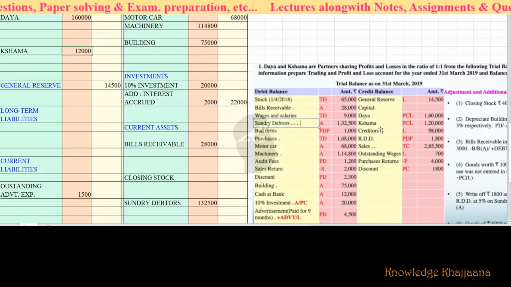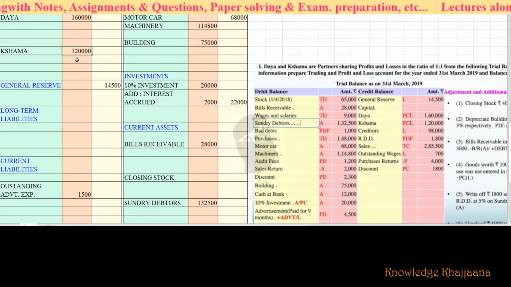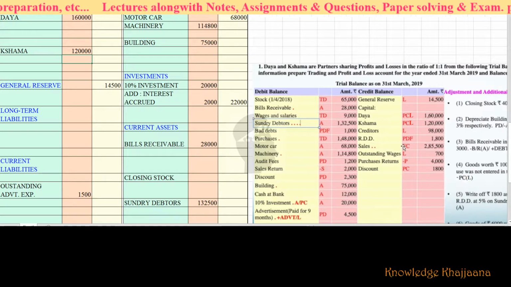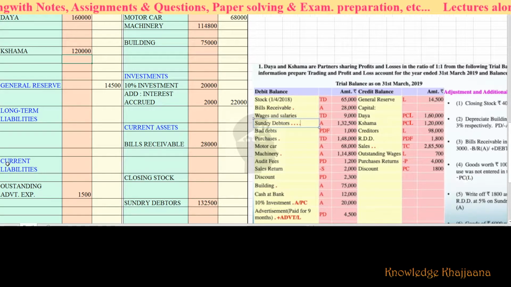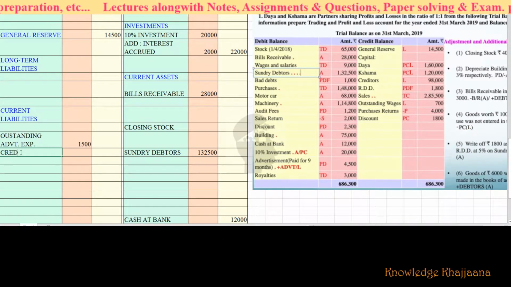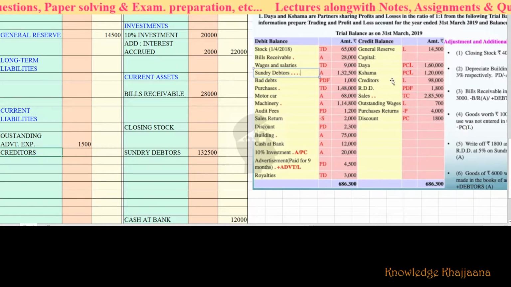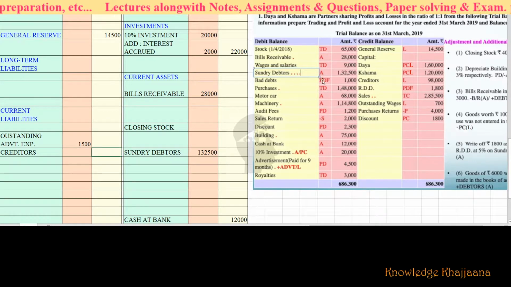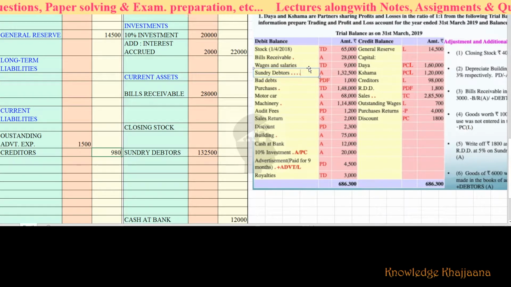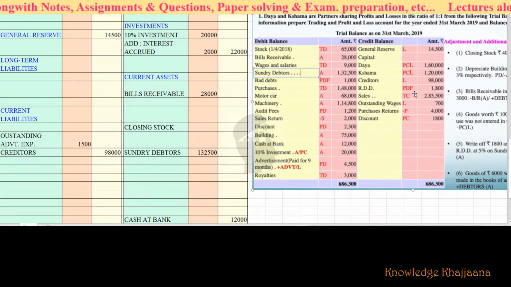Now Kshama. Kshama has the capital 1,20,000, right? 1,20,000. Then creditors. Creditors is a liability, so we write it over here. How much of creditors are there? Creditors liability 98,000. There are no adjustments against creditors. 98,000. Then reserve for doubtful debts.